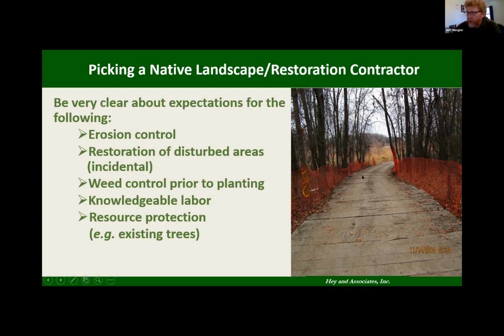And then this is a little bit bigger project here too in this picture. Resource protection, if there's existing trees or resources you need them to protect, and where if they damage it, they're responsible. This is a case where this was an access route through a wooded wetland to get to another area, and the orange fence is to protect the trees. And you want to have something written into your specifications in your contract to be sure that if they damage these trees, they know they're responsible.